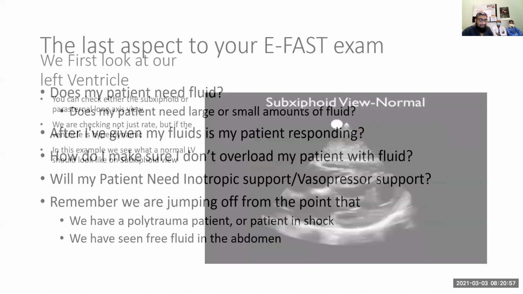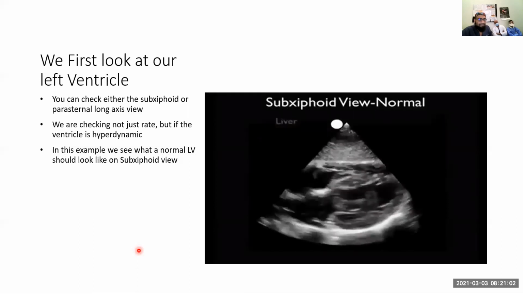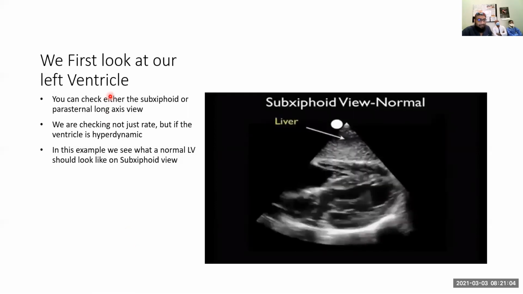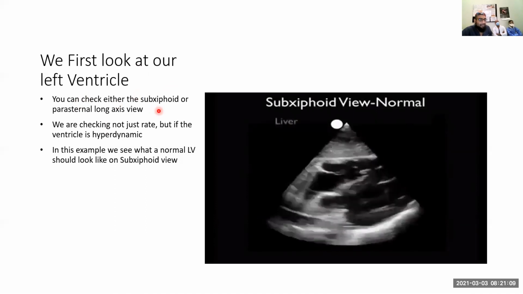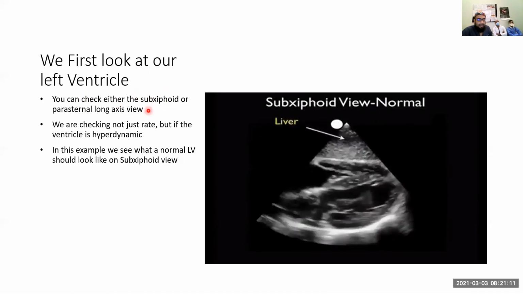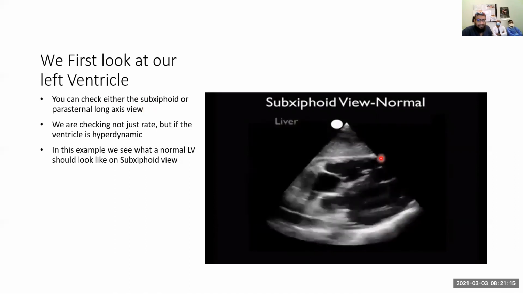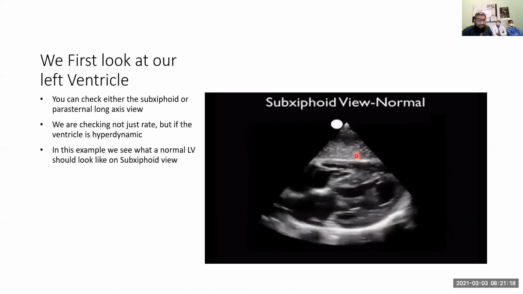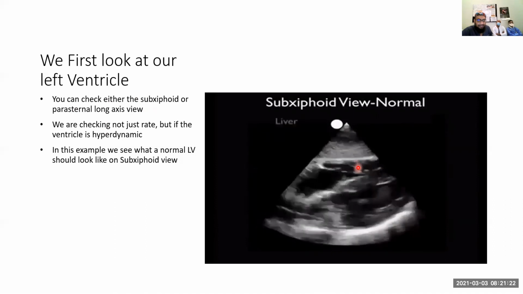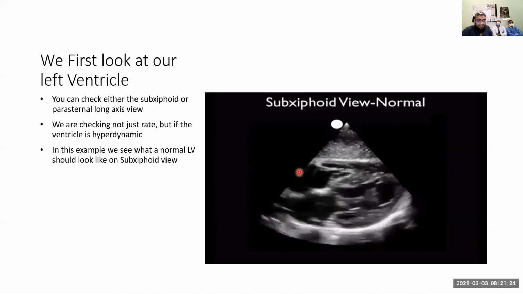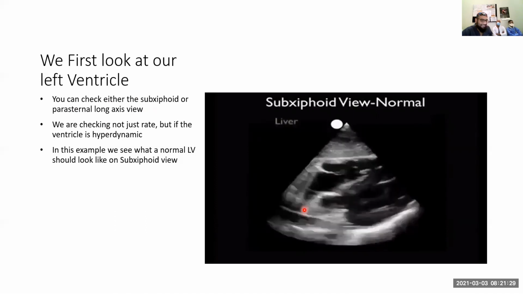Right, so let's look at our left ventricle over here. The first thing that we look at is our left ventricle. You can look at the subxiphoid view. You can look at the parasternal long view. Which one is this that we're looking at now? This is the subxiphoid view. The reason why we say that is there's a liver over there. That's our right ventricle, left ventricle, right atrium, left atrium. I'm going to keep on teaching you that until you know it.